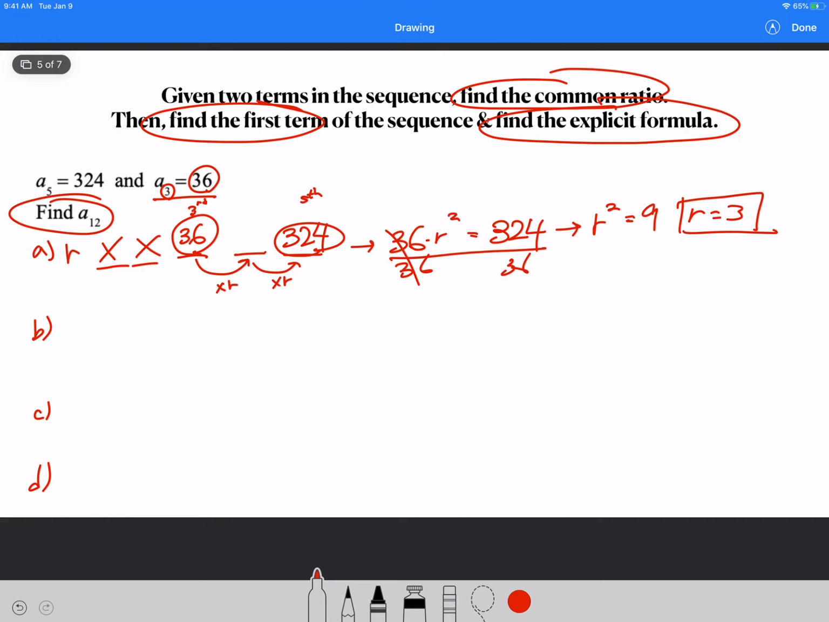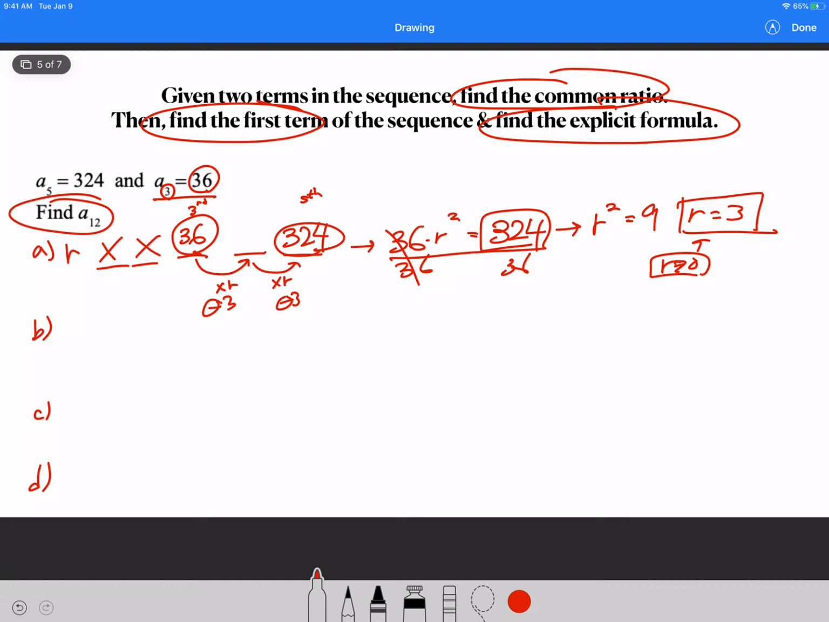Now, if you're wondering how come R can't be a negative 3, that's actually a good question. It possibly could be a negative 3, but I will assume that R would just be a positive number, R is greater than 0. It can go either way. It doesn't really matter for this question, because even if you were to multiply negative 3 twice, negative times negative will still make it positive anyway. Anyway, I found my common ratio to be 3, and that's that.